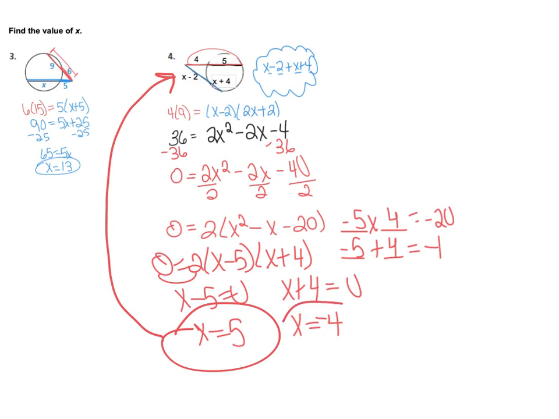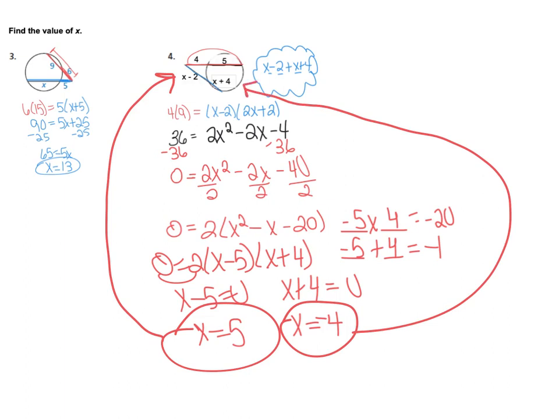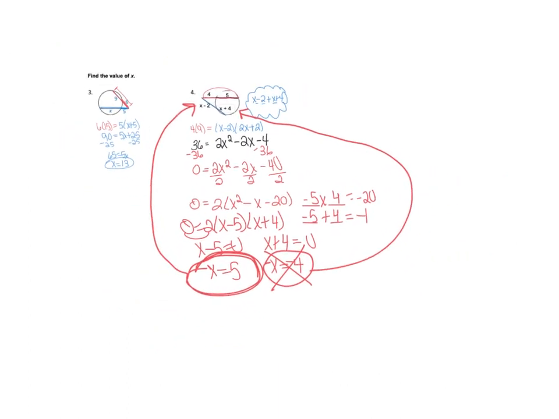If I put negative 4 back in here, negative 4 plus 4 is 0. You can't have a 0 segment length. And negative 4 minus 2 is negative 6. So you can't have a negative segment length. So negative 4 does not actually work. The only answer that actually makes sense for this problem is x equals 5.